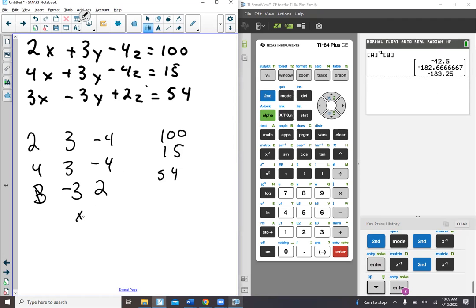So you just say X equals the top number, -42.5. Y would equal the second number, -182.6 repeating. And then Z would equal -183.25. The X is the top, so it's based off the order you put it. So usually it's written XYZ. So since you put it left to right XYZ, your answer is going to be XYZ. That's why you can't mix and match the order.